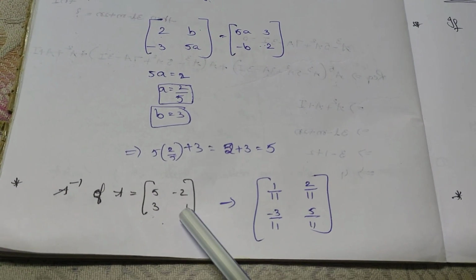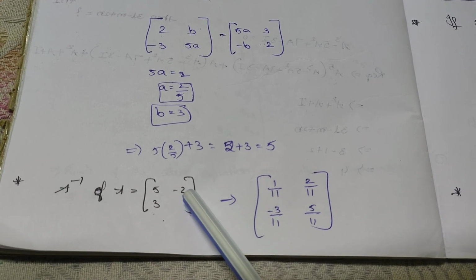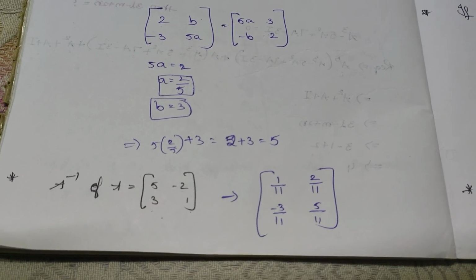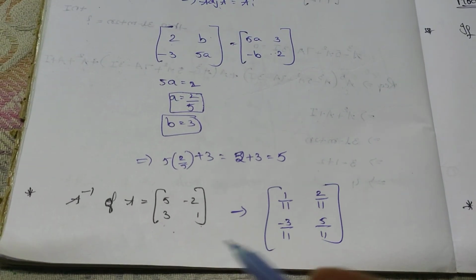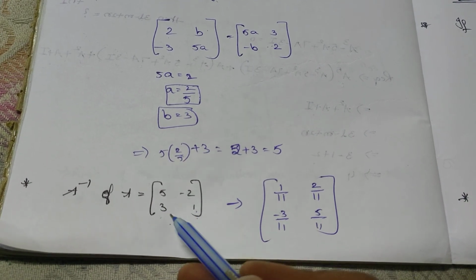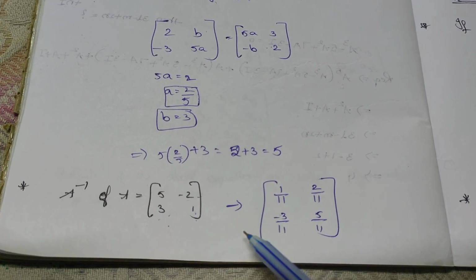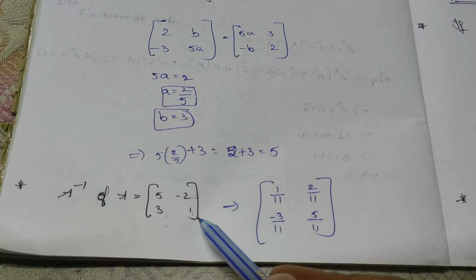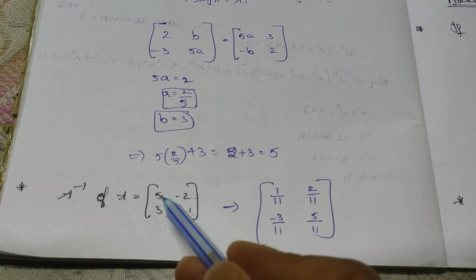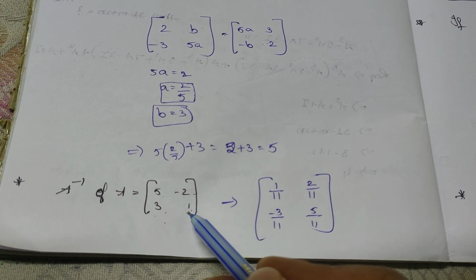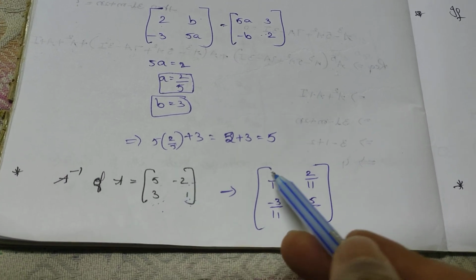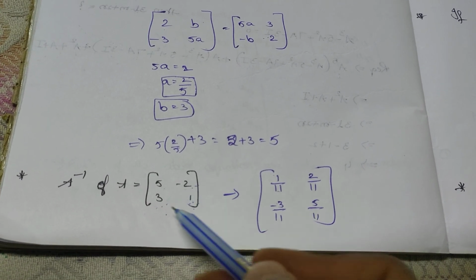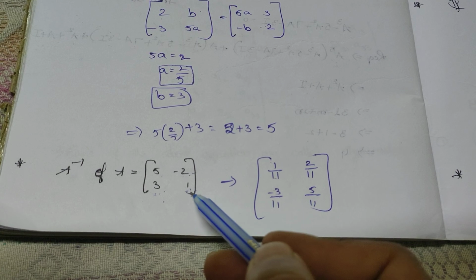Here it is 5 into 1, 5 minus minus 6, that is 11. So 1 by det A into adjoint of A. Adjoint of A means interchange these two and take opposite signs. So 1 by 11 into the adjoint of this matrix. That means this one comes to here, this 5 comes to here, and the opposite signs. So what you have is 1 by 11, so 2 by 11, minus 3 by 11, and 5 by 11.